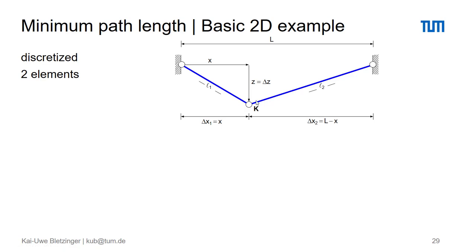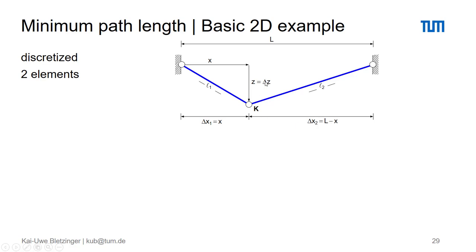Then we introduce the coordinate differences. Remember one of the previous slides that we did that. For member number 1, the delta X, the difference of the coordinates of member number 1, is just the coordinate X itself. It's just the difference between the left support and the position of node K. And the delta X for the second member is simply the overall length of our problem, capital L, the distance between the supports, minus the X coordinate, that is delta X2.